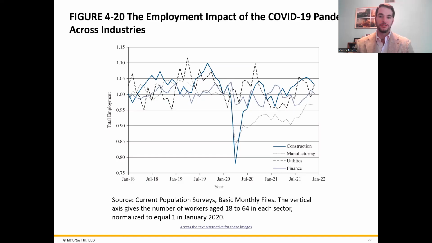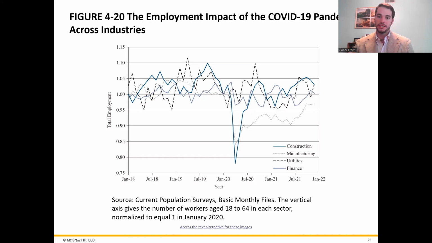So this figure breaks down the job losses by broad industry category. So we have construction and manufacturing as two of them. These are industries that could not socially distance on the job or work remotely, and they saw the largest employment declines. They also faced closures due to non-pharmaceutical interventions at least some points during the pandemic.